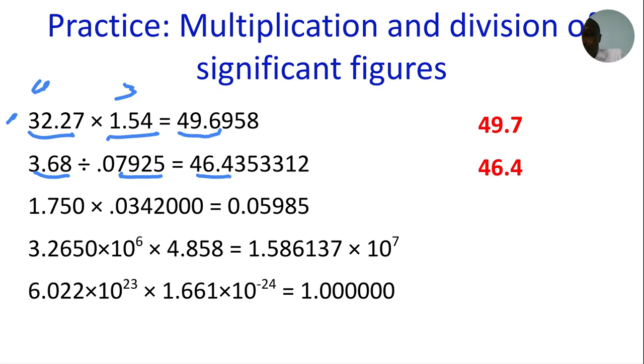Then we come to this other number. This has 4 significant figures. Remember, this is a trailing 0, so it counts. And this other number we have 1, 2, 3, 4, 5, 6. So we have 6 significant figures. Here we have 4 significant figures. That means our answer should be to 4 significant figures. And this is 1, 2, 3, 4. Remember, these are leading zeros. They don't count. So our answer will be just as what we have here.